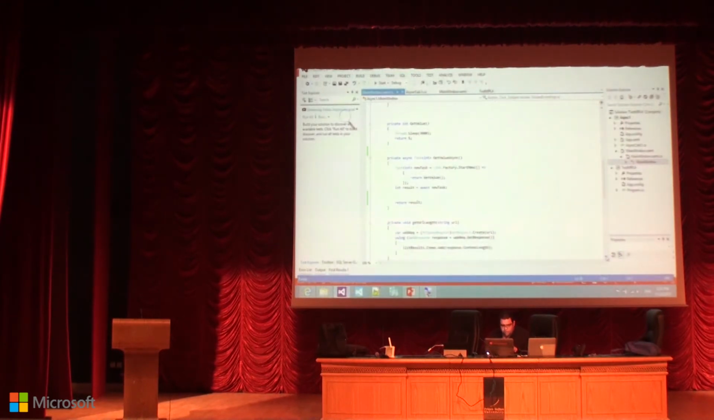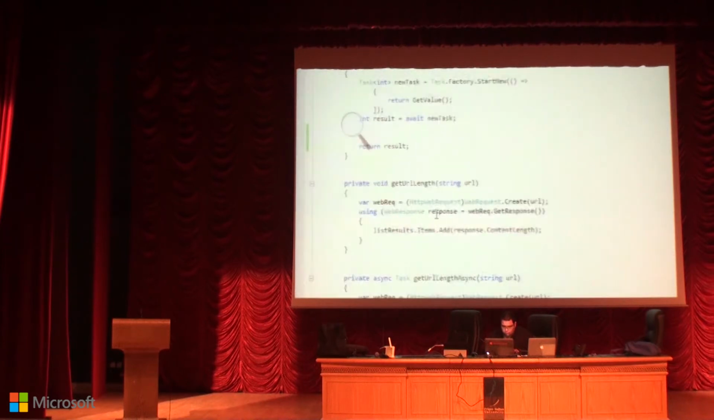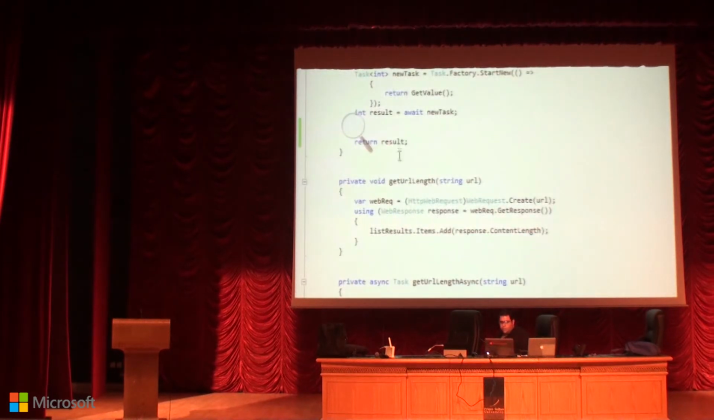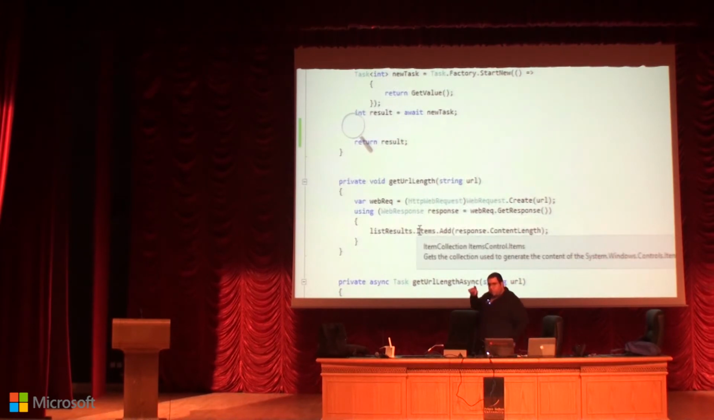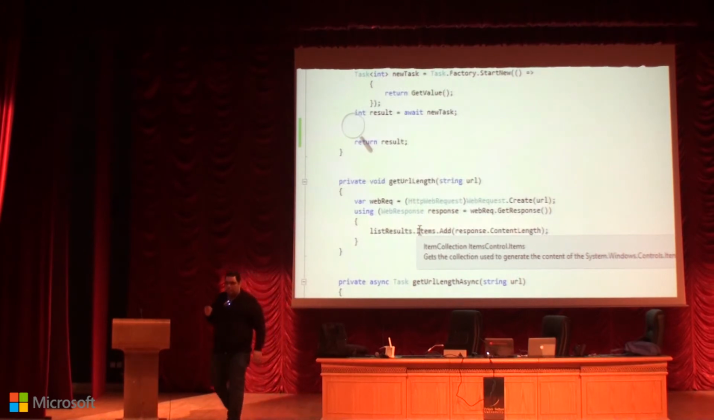This is the other function that gets the URL length. It's just returning nothing, it's a void, and it's taking a URL string, creating a web request, and getting the response. Here is an interesting point: I'm not returning an integer value or long value, which is the length of the content. I'm updating the UI directly.